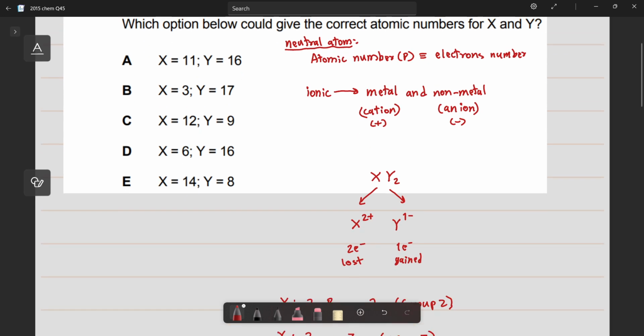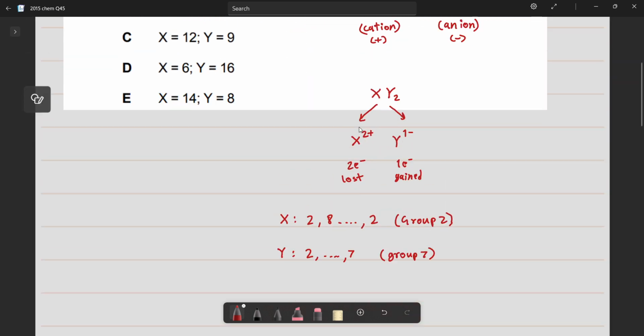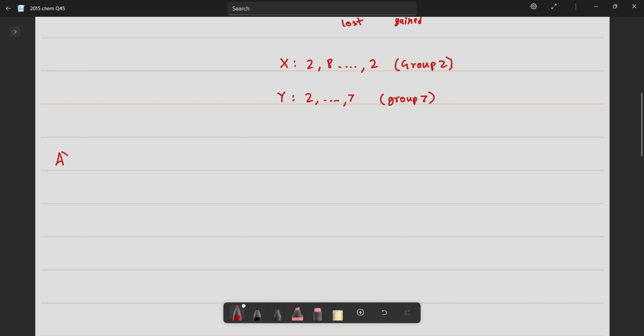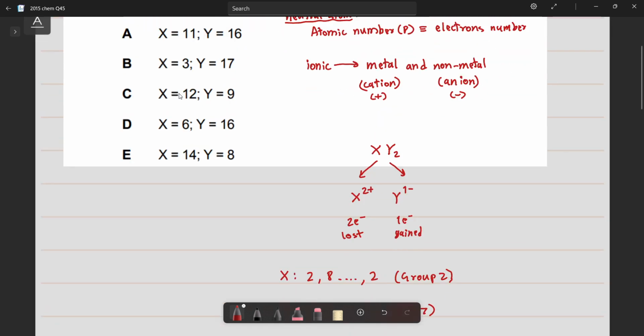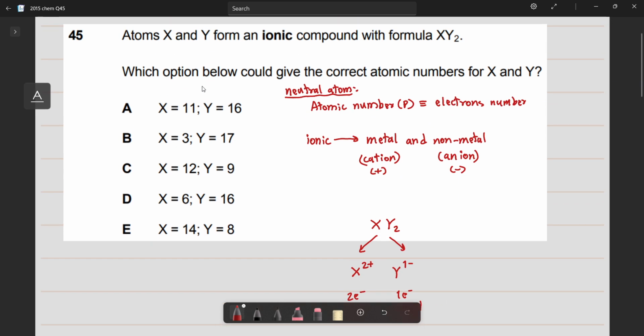So let's go with the basic one. We have X 11 and Y 16. If we construct for option A the electronic configuration, the very basic one, for X it has 11, okay, so 2, 8, 1. But we need the last number of electrons to be 2. So option A is wrong. For B, it's also going to be 2, 8, 1. So that's also wrong.